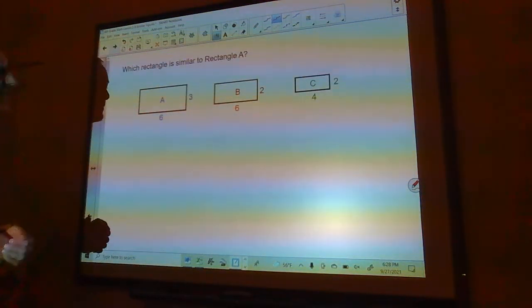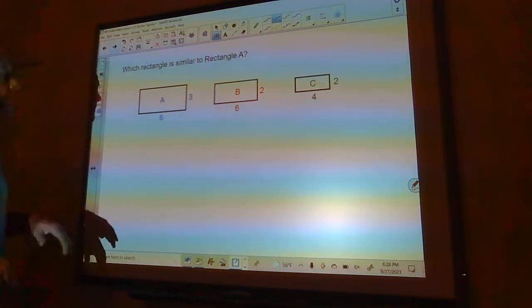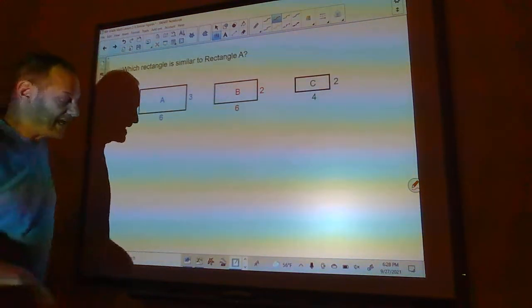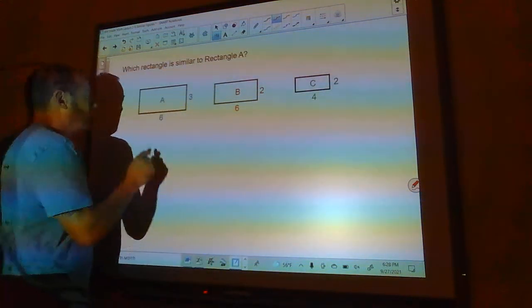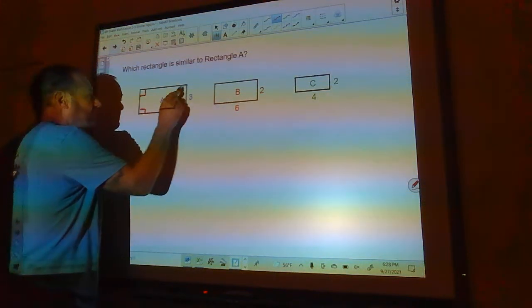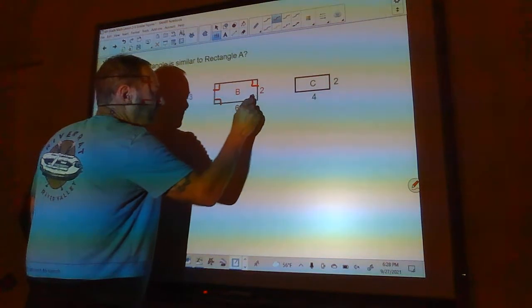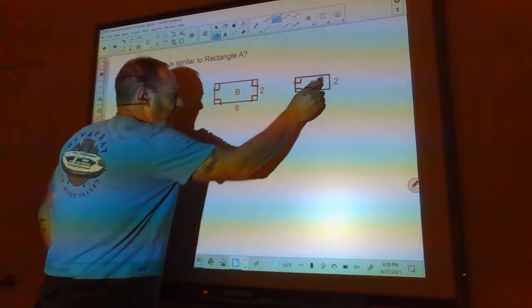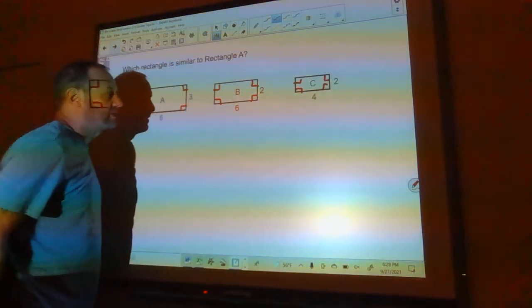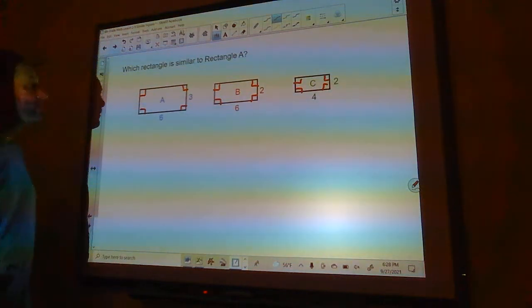Which rectangle is similar to rectangle A? So, if it's a rectangle, that automatically implies all the angles are 90 degrees. Otherwise, it would not be a rectangle. And that's true on all of these. So I don't have to worry about that. What I need to check is to make sure that the sides are proportional.